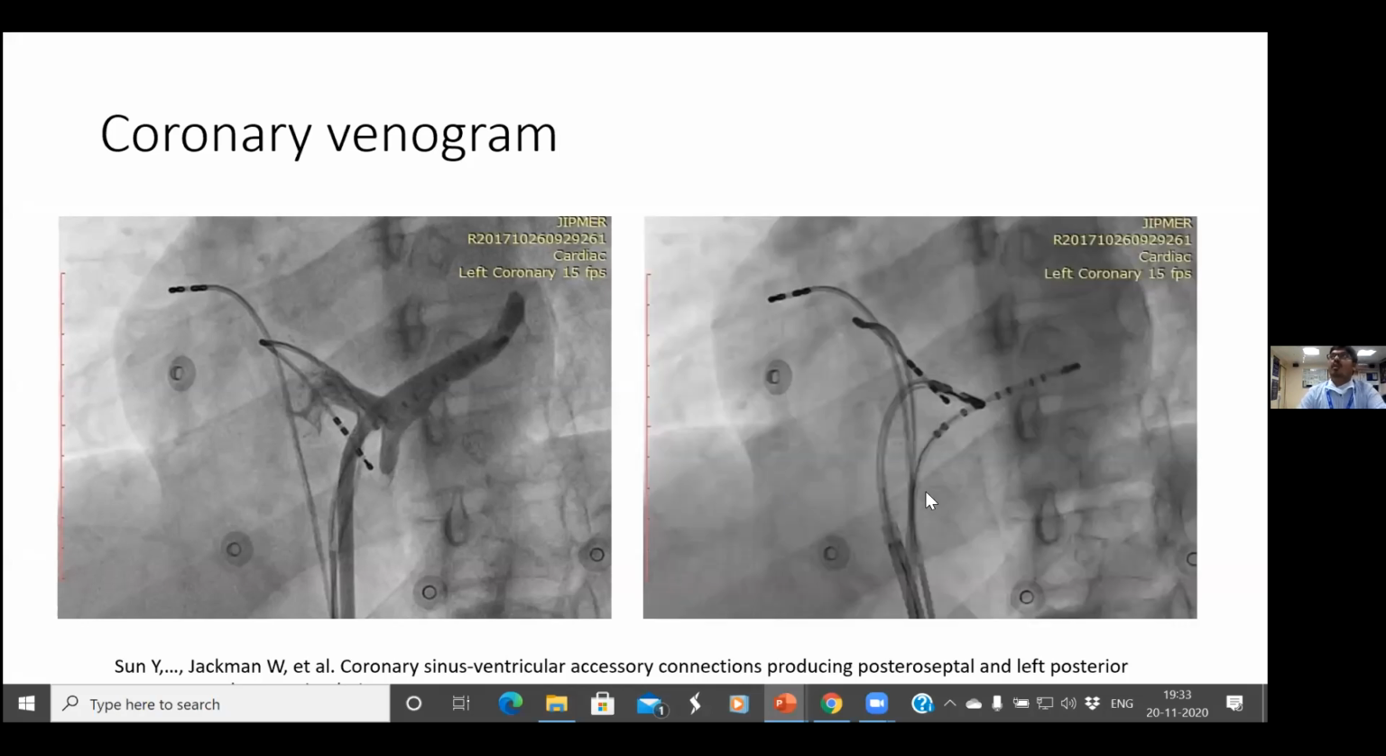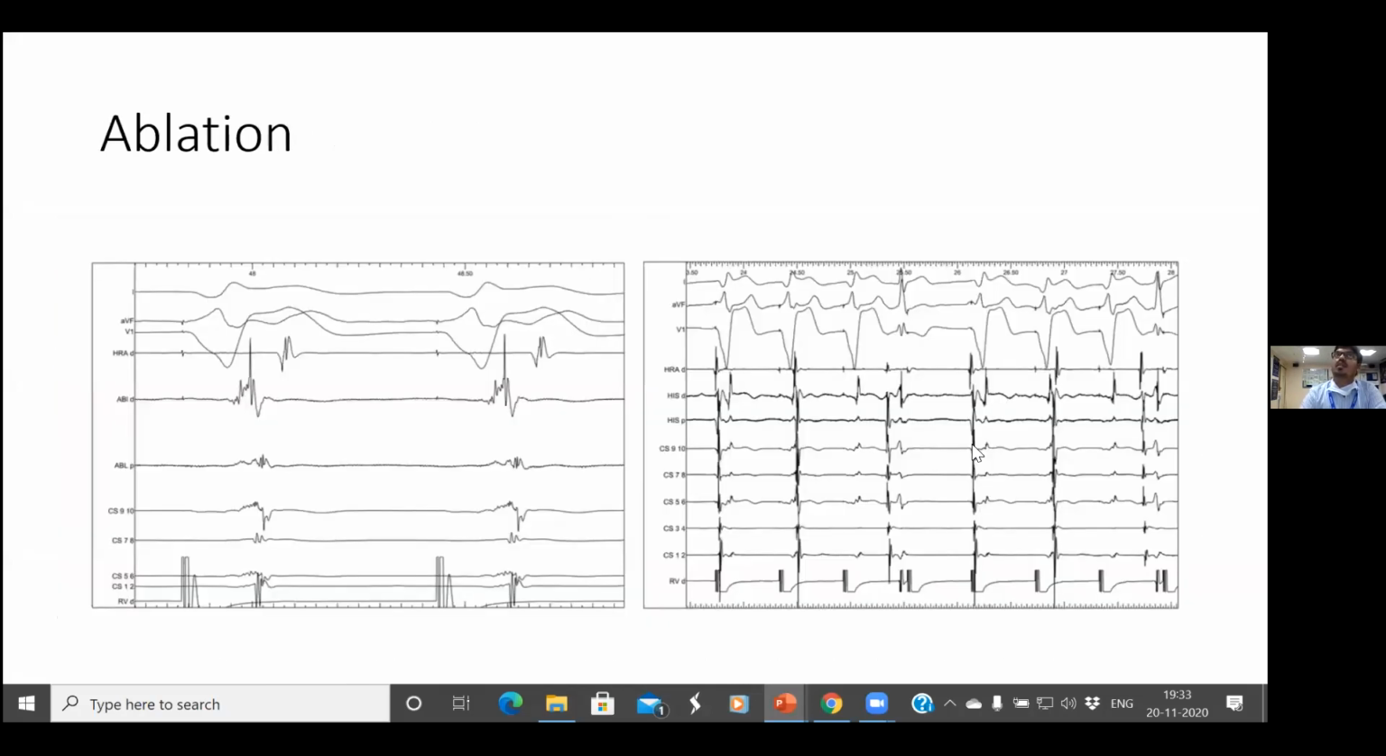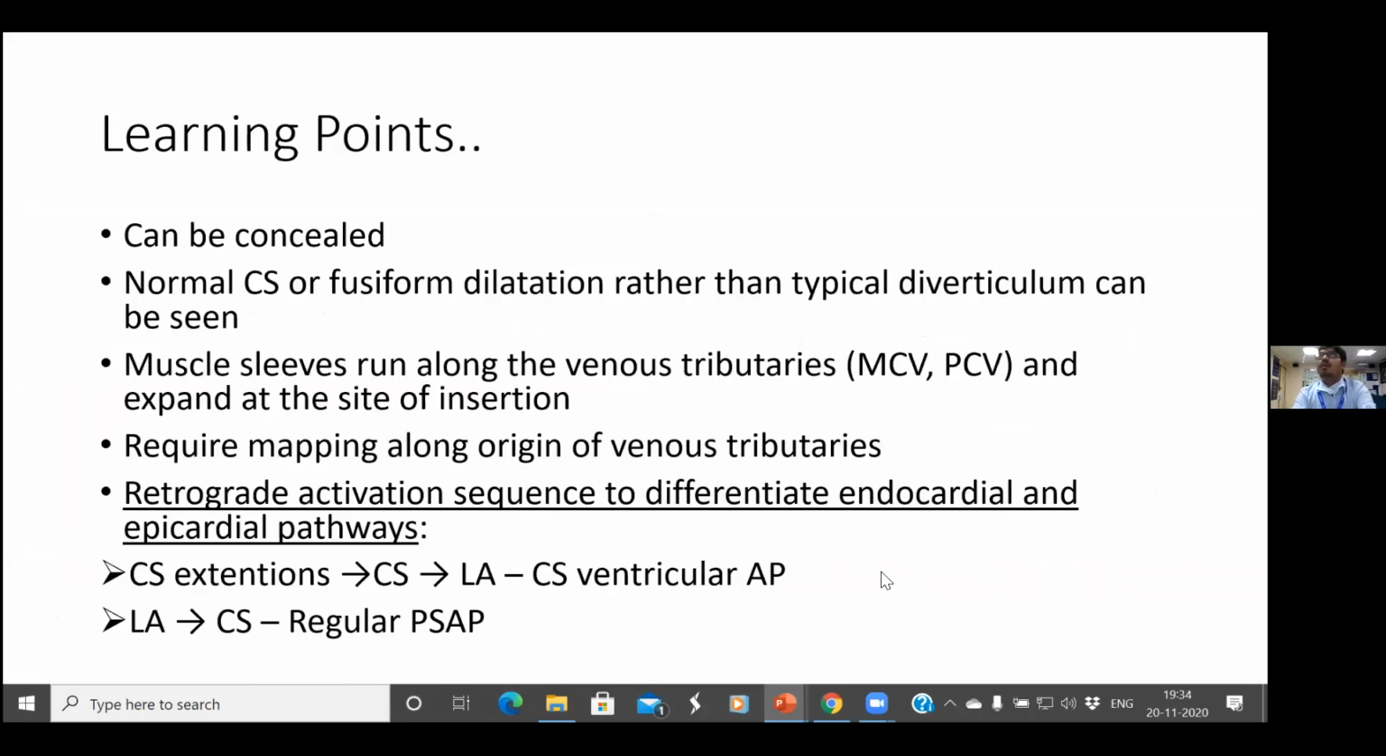So after this, we did the mapping in the CS, and here we can see there was a sharp pathway potential. We did the ablation here, and this led to immediate VA dissociation. So from this case, I would like to say that these CS ventricular pathways can be concealed pathways like any other regular accessory pathway, and these pathways can be associated with a normal venogram. So these findings should not be taken as evidence for absence of such pathways.